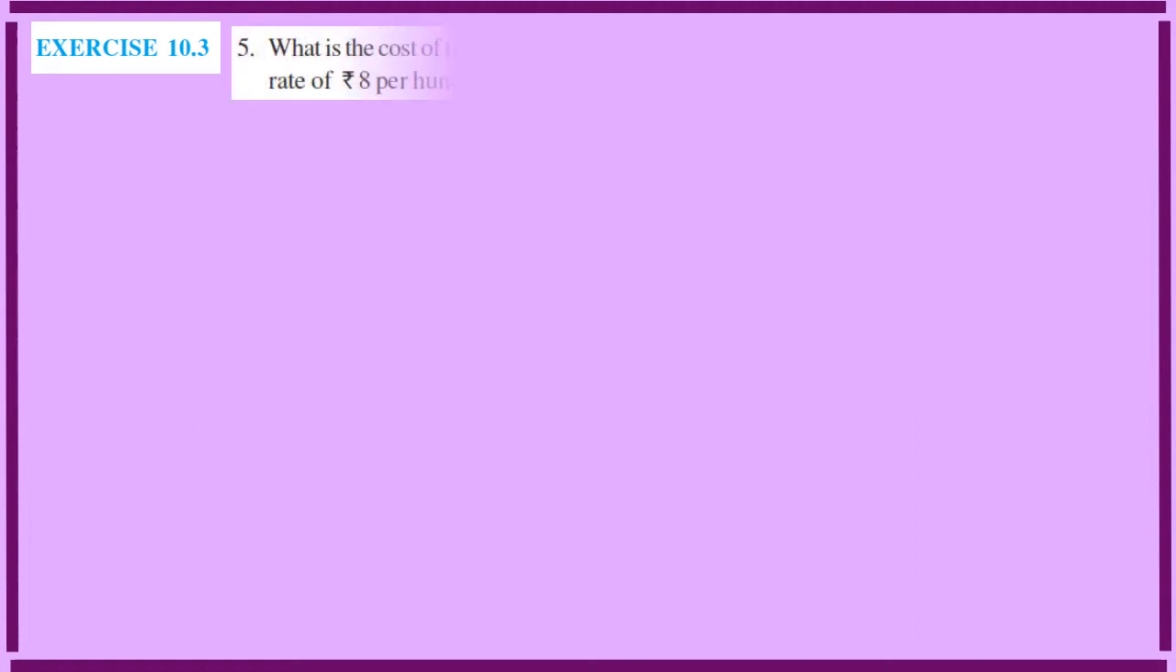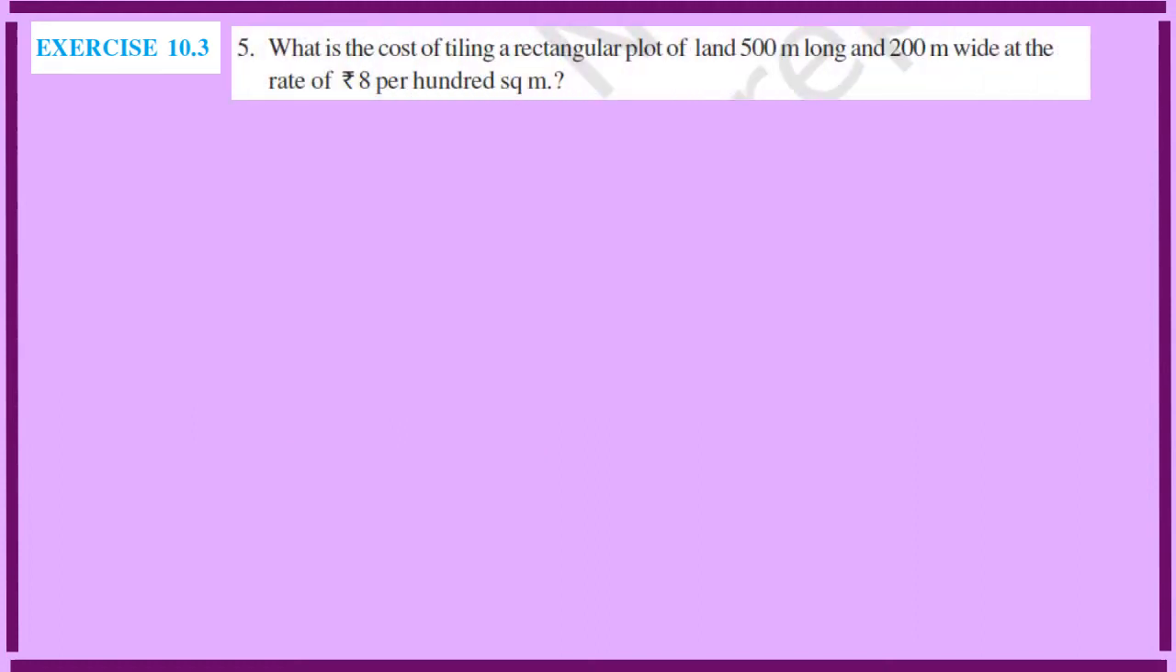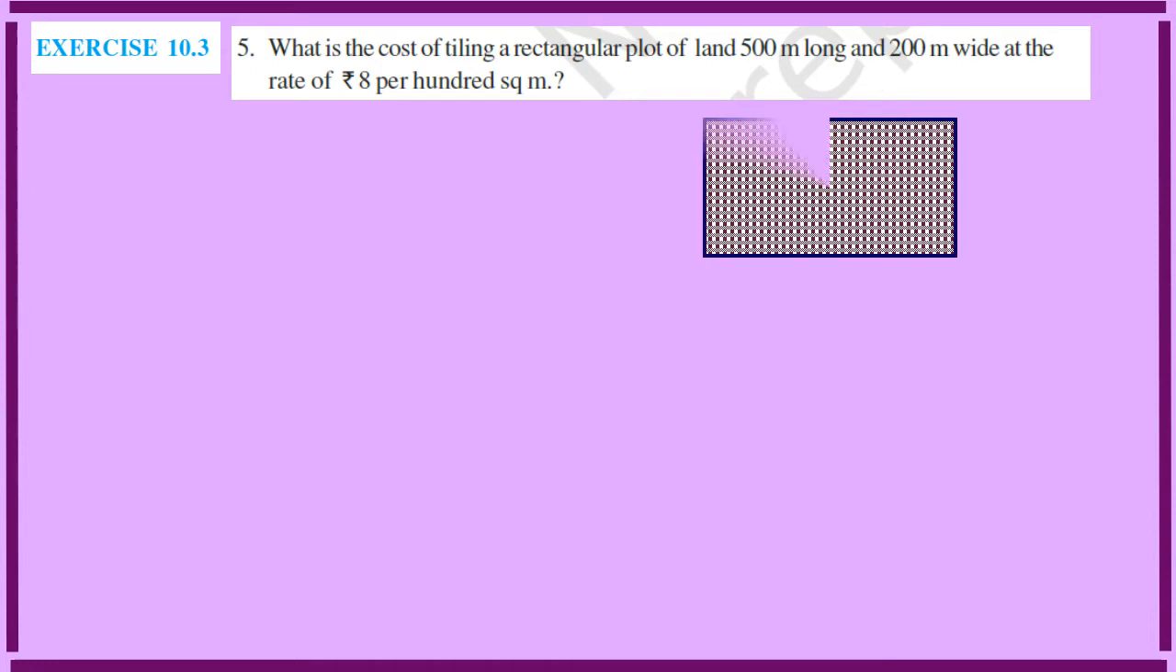Next one. What is the cost of tiling a rectangular plot of land 500 meter long and 200 meter wide at the rate of rupees 8 per 100 square meter? So tiling means, you know what tiling is, is it? Suppose this is a rectangular plot of land and for the tiling, we put tiles inside that. So that means we need to find what? We need to find the area. We need to find the area of the plot.